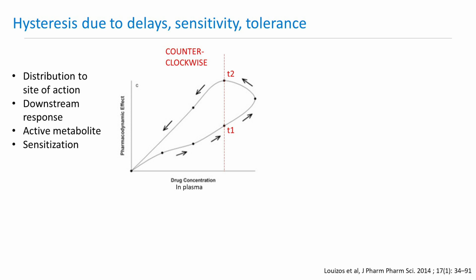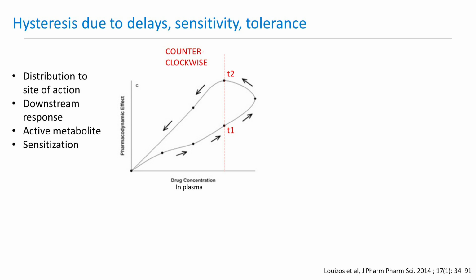So I've just noted 2 times on here, time 1 and time 2, where time 1 is earlier than time 2. And what you can see is that at the same concentration at time 1 and time 2, you see a higher effect at time 2. And this is often due to delays. So these are situations where you have drug distributing to the site of action. So even though the concentration in your plasma is the same, the concentration at the site of action is lower at an earlier time because the drug hasn't fully distributed to that area.